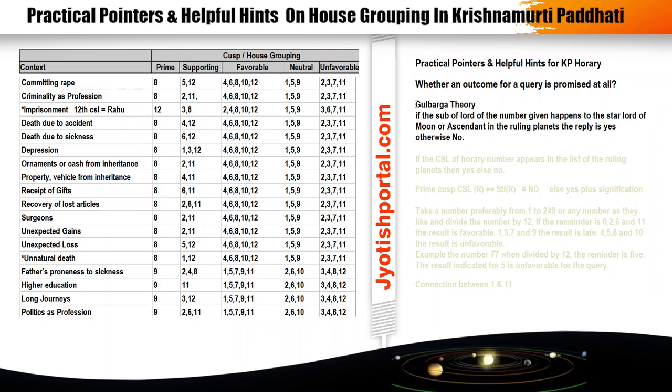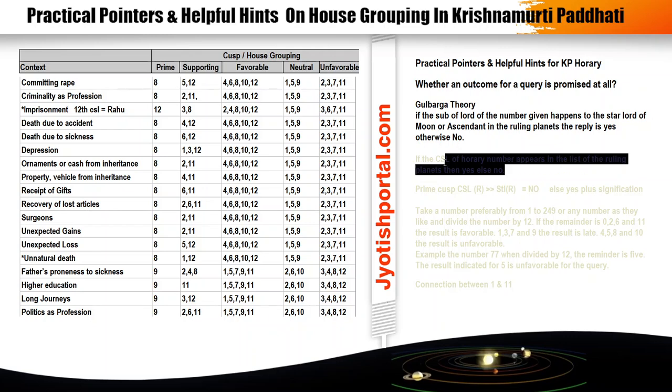Now the Gulbarga theory. I made a video on the Gulbarga theory. This is a very simple rule that if the sublord of the number given happens to be the star lord of the moon or ascendant in the ruling planets, the reply is yes, otherwise no. Like I said, it's a very straightforward rule, and I created a video on this. Now the word Gulbarga comes from that place in Karnataka, and I think there was some study circle on the Krishnamurti Paddhati, and this is how they figured out this rule. And this rule has found a good reputation in the KP community. So that's the first supporting rule that you can make use of in finding out whether the query is promised at all or not.